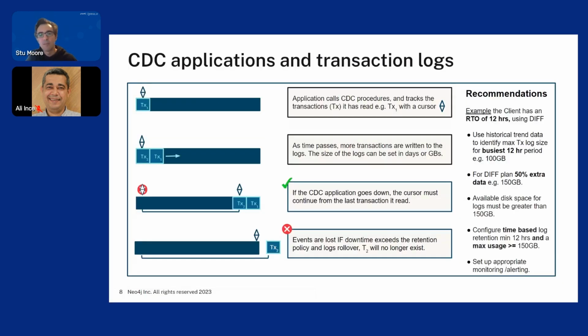Let's look at how applications interact with the transaction logs, because this is quite important for you to understand when you're building your applications. It calls procedures and retrieves the latest transaction event. Once it has done that, it needs to track where it has read in the log. This is known as a cursor, shown here with the diamond. As time passes, more events are written to the application log, and the retention time of the logs can be configured based on time and size of data.